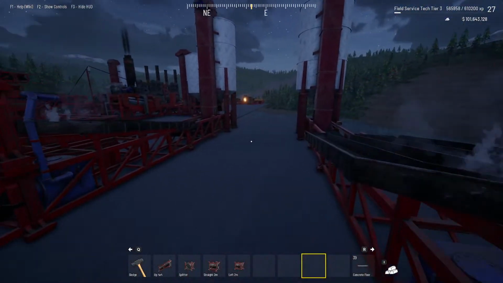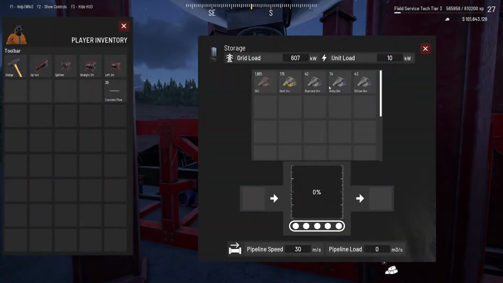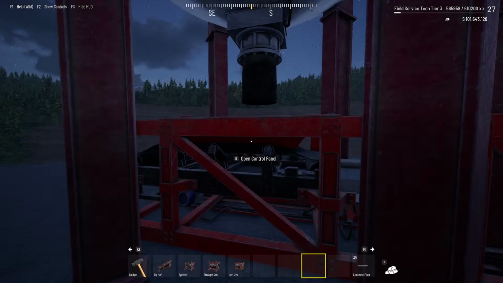Oh, I need to write my data down. So after one run, we have dirt, diamond, gold, ruby, silicon. Okay, gold, dirt. 6, 6, 5, 1, 7, 6, 2, 74. 43. Okay.